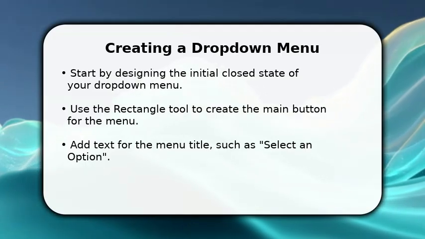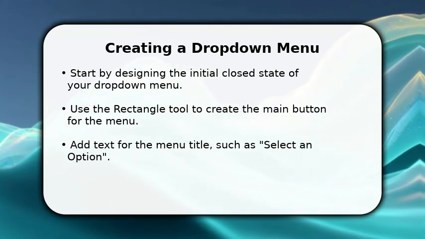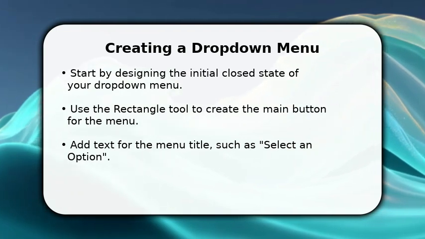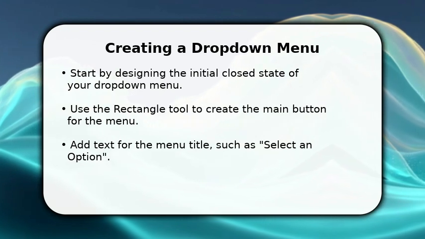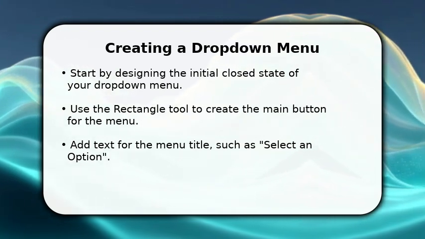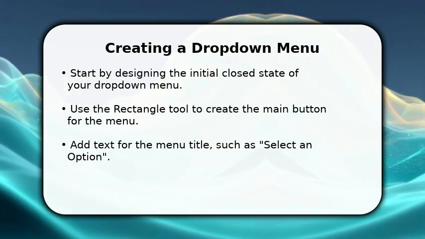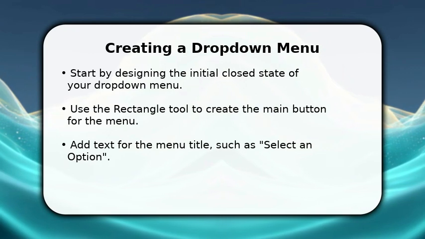In this video, I will show how to make a drop-down menu in Adobe XD. First, let's begin by setting up the initial closed state of your menu. You'll want to design the main button that users will click to open the drop-down. Use the rectangle tool to draw this button, then add your desired text, like "Select an option," ensuring it's clearly visible and centered for good user experience.